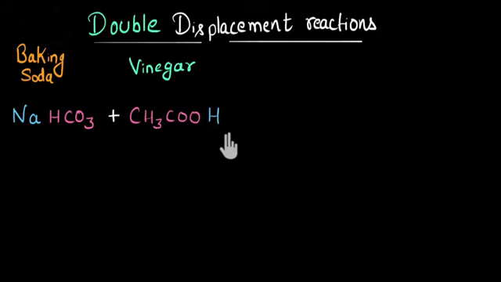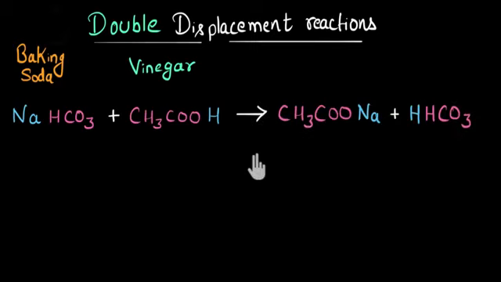Now the ions will exchange position to have a double displacement reaction, right? So the positive ions will exchange position. Here Na plus will exchange with H and we will get CH3COONa. Similarly, H will exchange with Na and we will get HCO3, or H2CO3. So the products are CH3COONa and H2CO3.